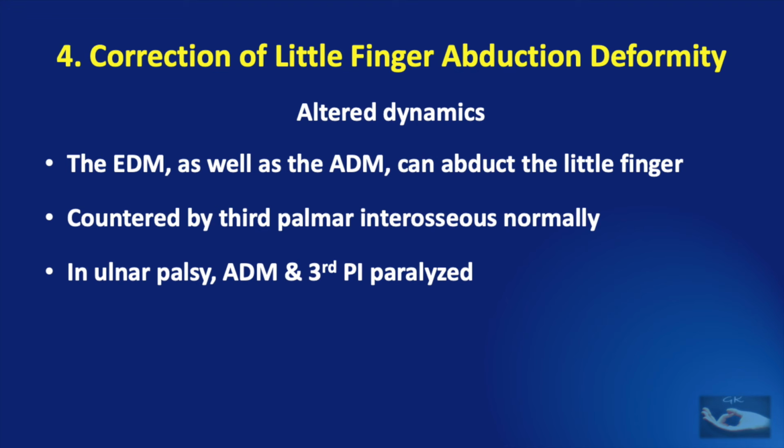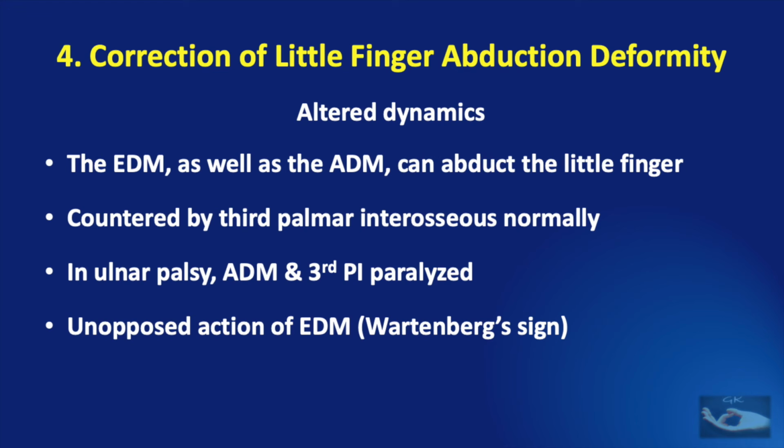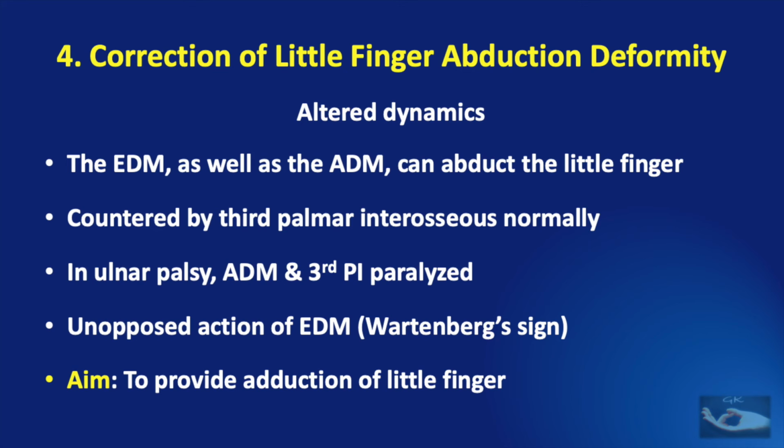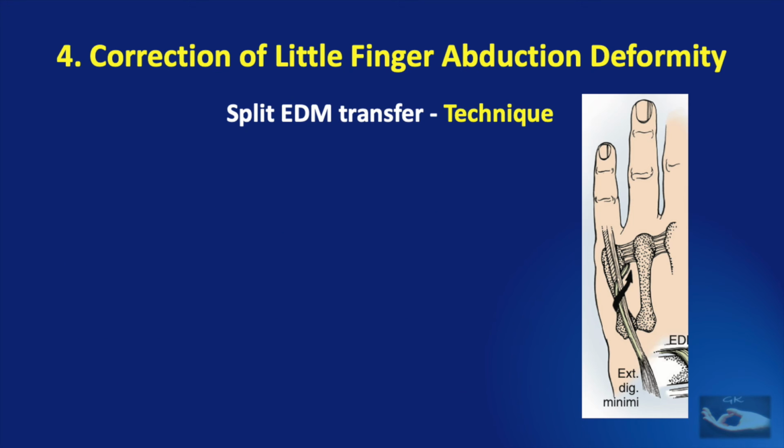In ulnar palsy, the abductor digiti minimi and the third palmar interosseous are paralyzed. So, there is unopposed action of the extensor digiti minimi leading to abducted position of the little finger known as the Wartenberg sign. This is not only a cosmetic deficit but also a functional deficit. So we need to provide adduction of the little finger. To achieve this, the extensor digiti minimi can be split and used.